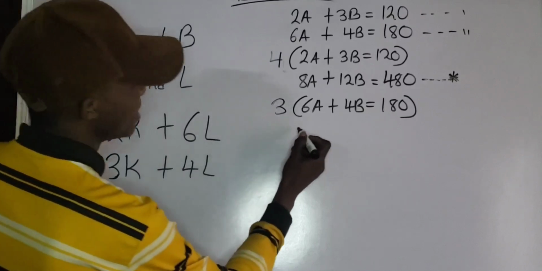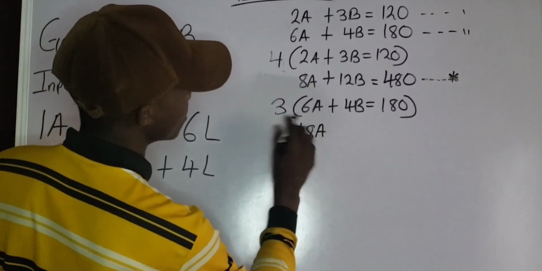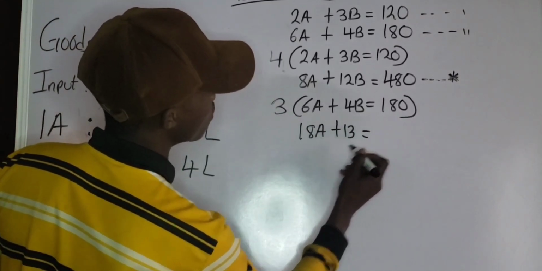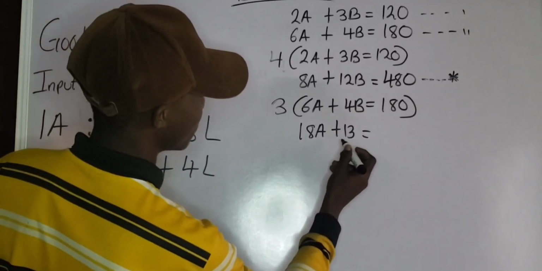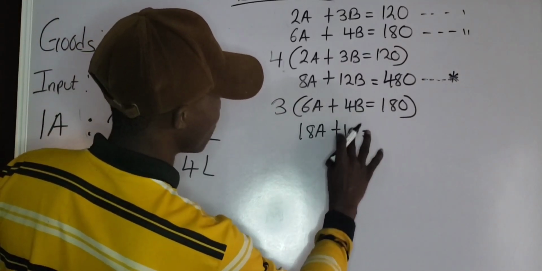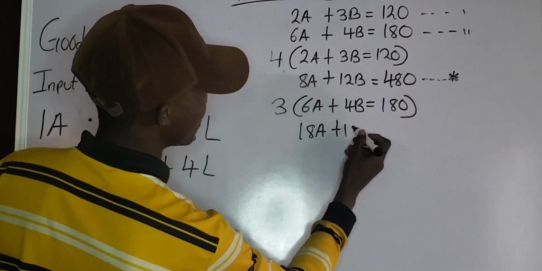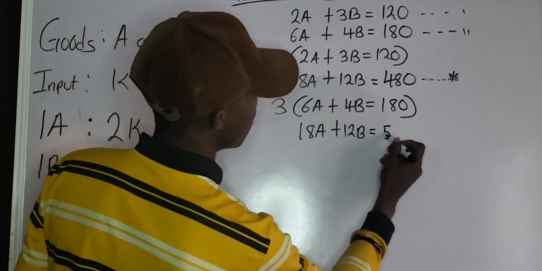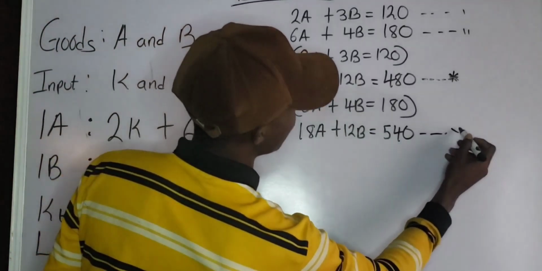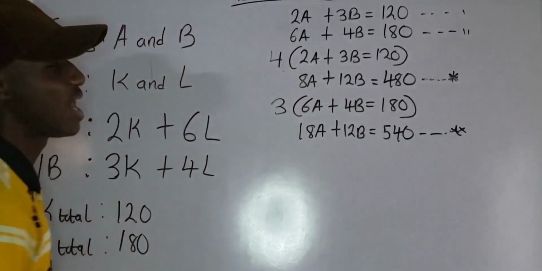For this, I'm going to have 18a plus 12b is equals to, now if you multiply 180 by 3, that is 540. You understand? So for this, 3 times 4, that is 12b is equals to 540. Call this equation star. Have you seen now? Now let us combine.